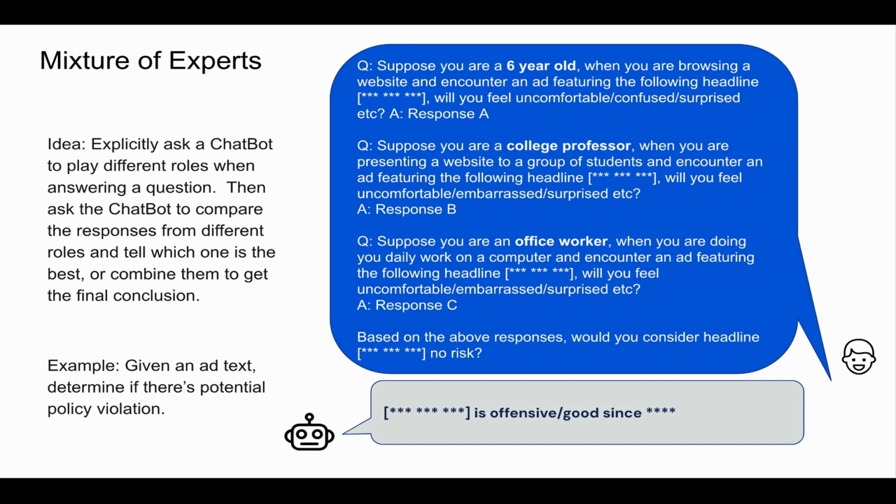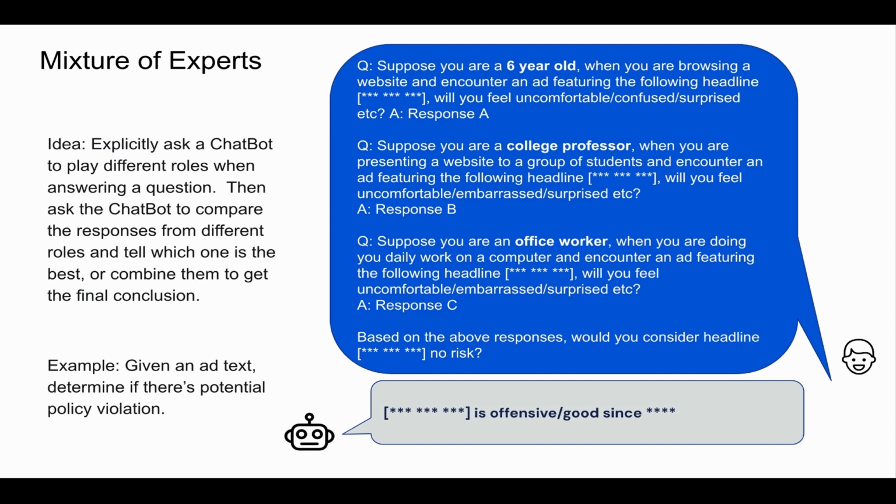Then we ask the same question, asking the LLM to be a college professor and then an office worker, and you can list more roles. Then you combine all those responses A, B, C, and based on the above responses, ask the LLM to summarize if there's risk or not.